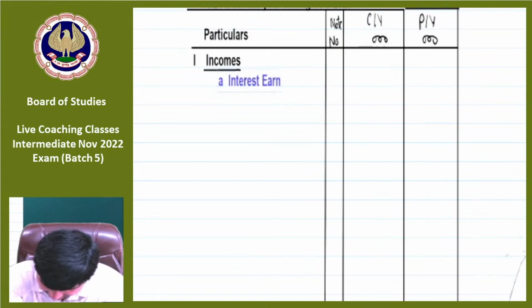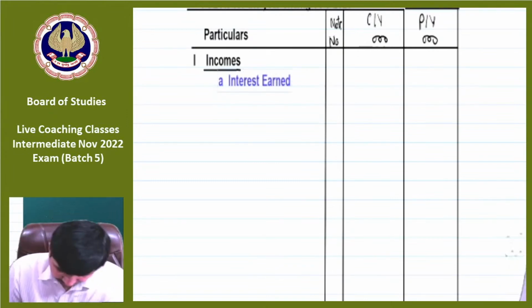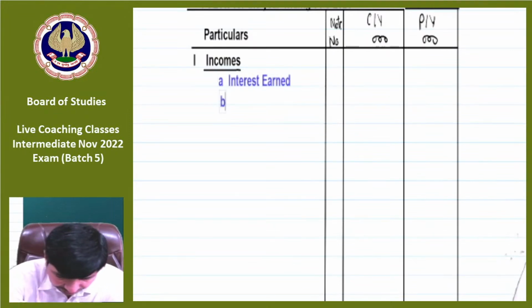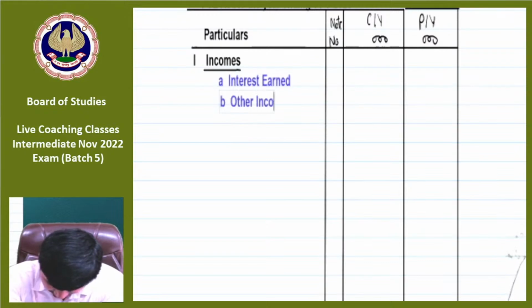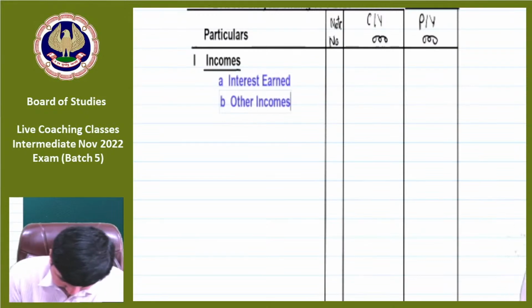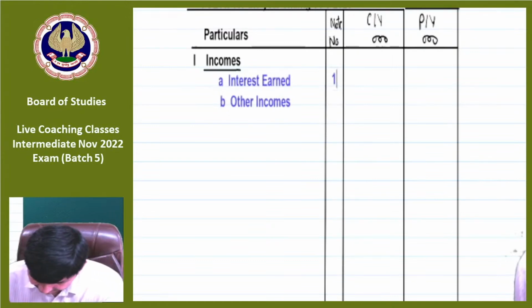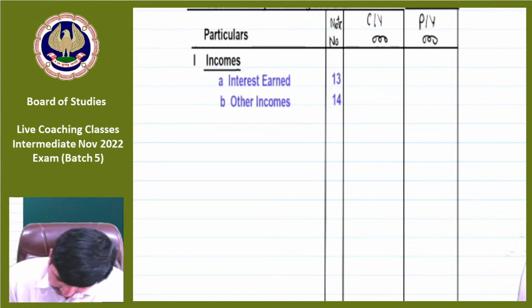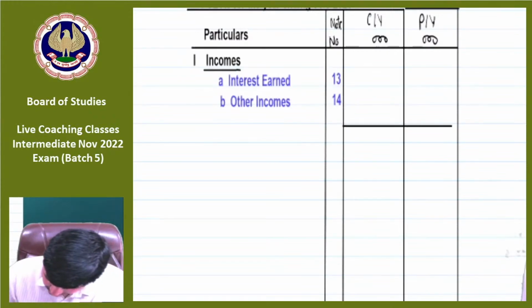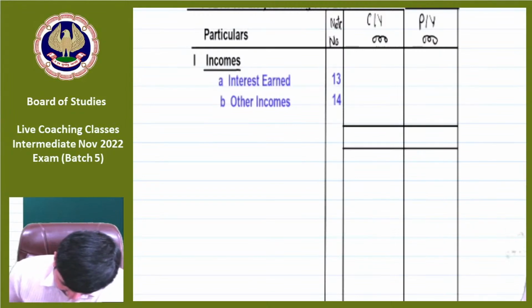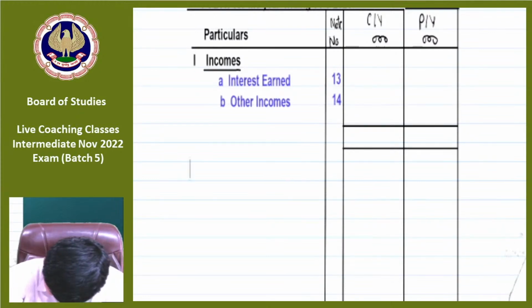Interest earned, B. Other income. Give schedule number there. That is 13. That is 14. And then do a total column. Insert a total column. After that, expense side is there.